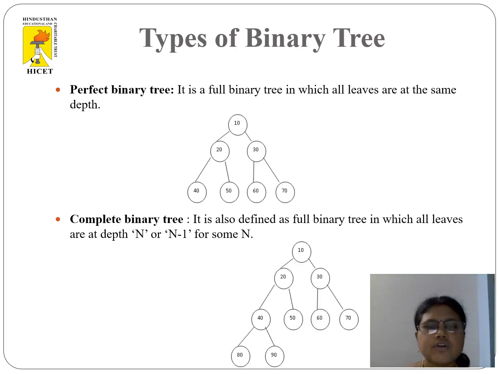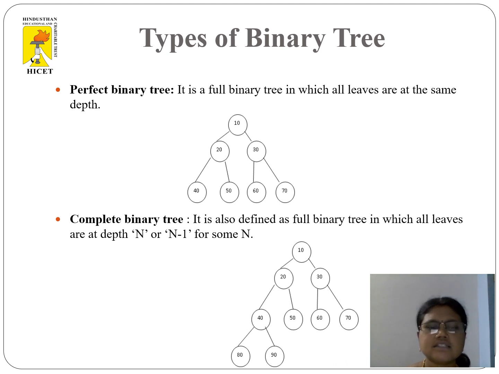Next type of binary tree is the perfect binary tree. By the name we can understand that it is a full binary tree in which all leaves are at the same level. But in the example of a full binary tree, we can have leaf nodes at any level. We don't have any restriction when we draw a full binary tree. But in a perfect binary tree, all the leaf nodes should be at the same level, which means that all the levels have to be filled.